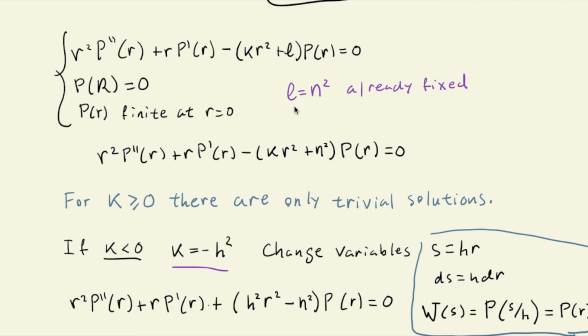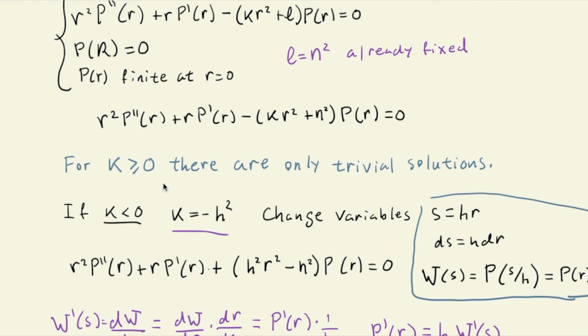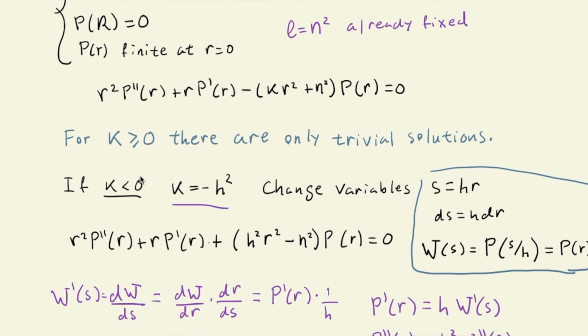We first noticed that we already figured out what L is. L has to be equal to n squared, so we plug it into our equation here. Now I told you that this will not have any non-trivial solutions for positive values of k. You just have to trust me on that one. But if k is negative, then we wrote k as negative h squared. You can do that because it's negative.